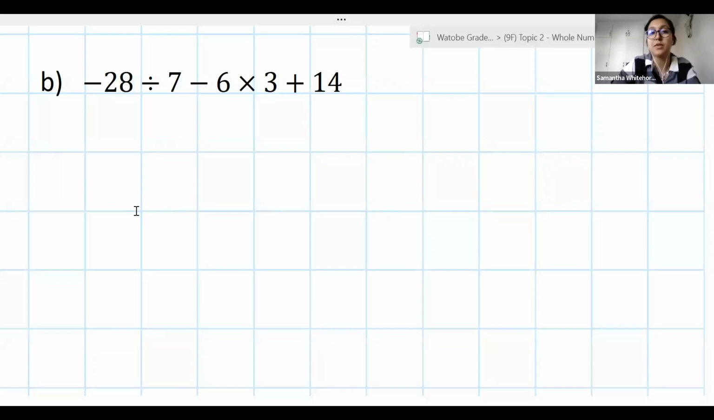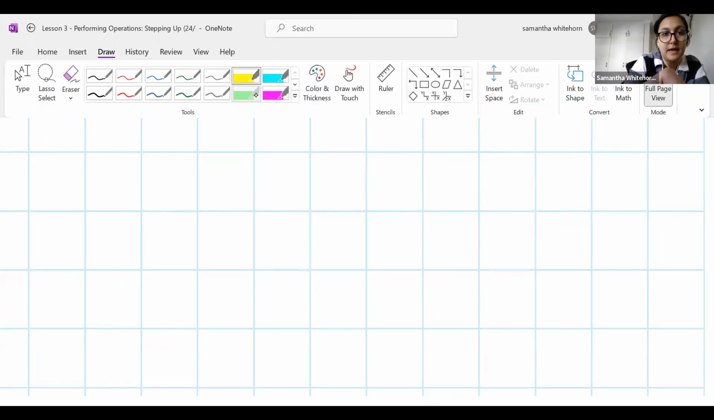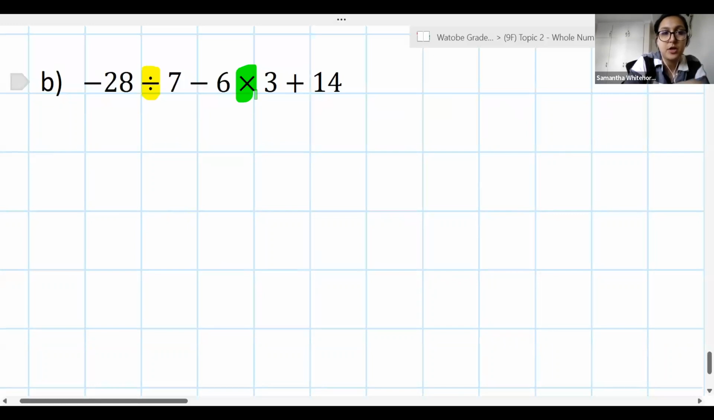Now, you can start with either. You can start with multiplication, you can start with division, but let's just identify for ourselves. Here I've got a division. Here I've got a multiplication. So when I deal with the division part, remember, highlights on the right, highlights on the left, that is what you divide.